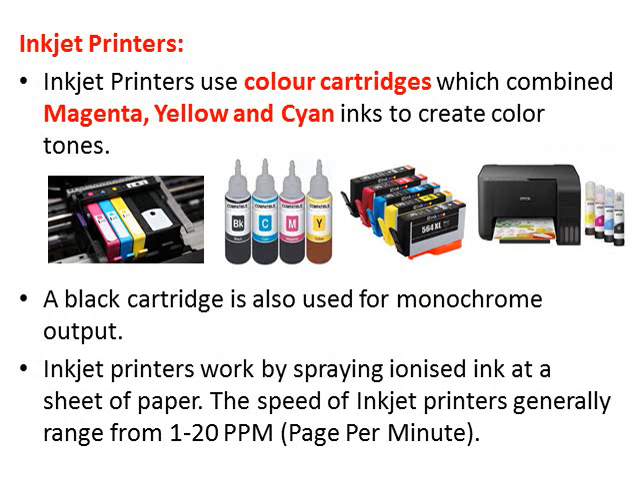Inkjet printers use color cartridges which combine magenta, yellow and cyan ink to create color tones. There you can see the cartridge and the ink. A black cartridge is used for monochrome output, that is for black and white.